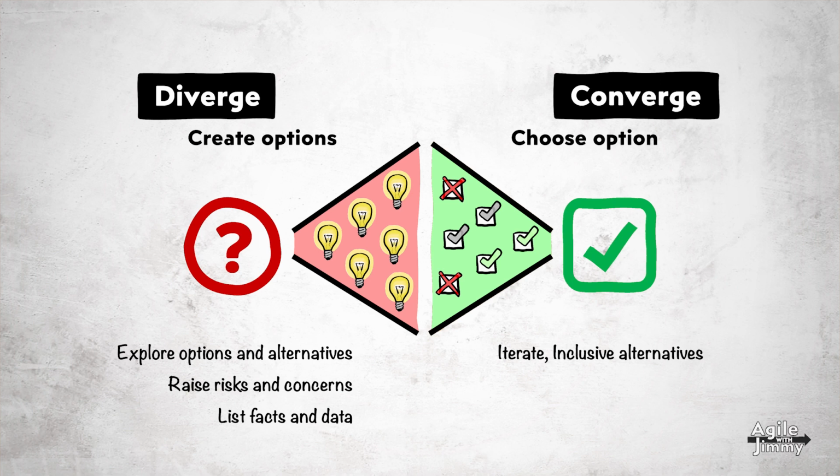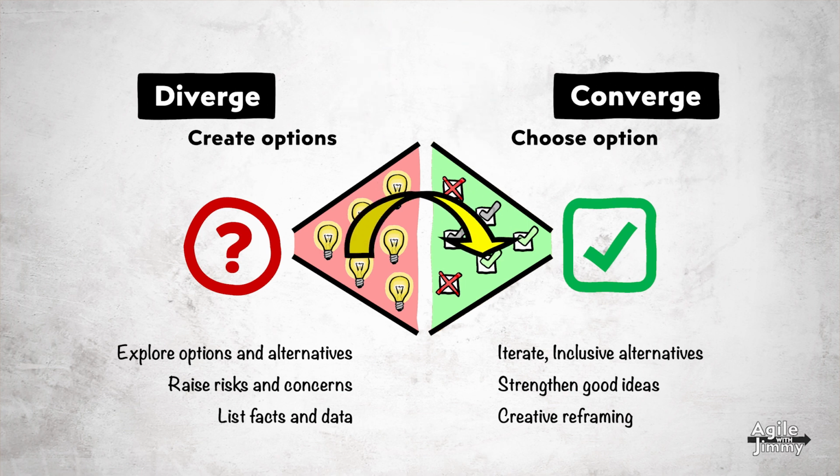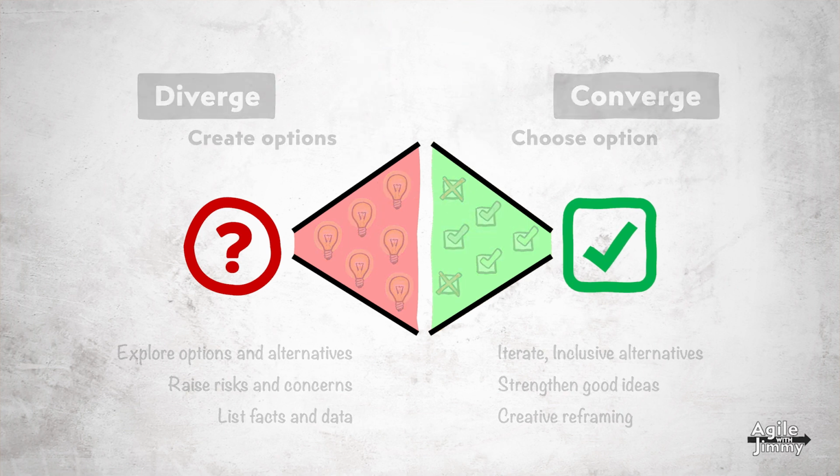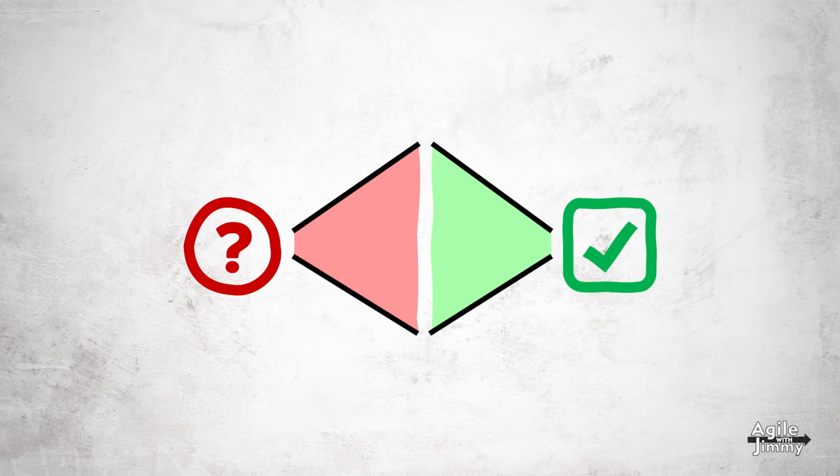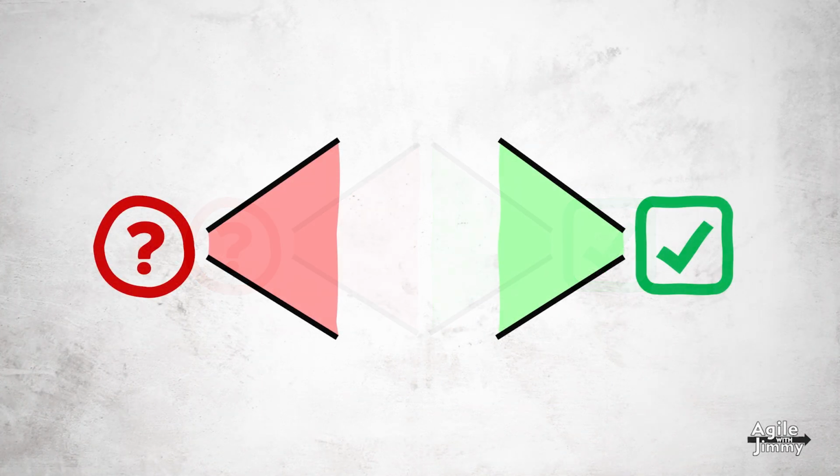We might iterate on ideas, try to find inclusive alternatives. Perhaps we try to strengthen the good ideas. Sometimes a creative reframing, seeing things from another perspective, helps us forward. We combine and rule out until we all are in agreement. However, fooling people into believing that it's always possible to simply jump from the divergent phase to the convergent phase is almost evil and doesn't prepare the group for the actual hard work.